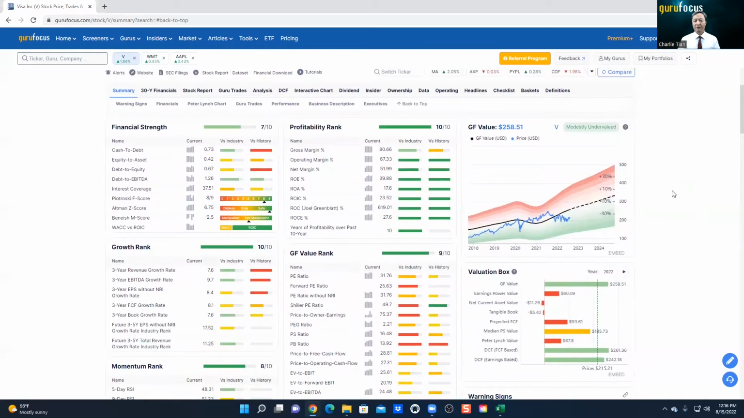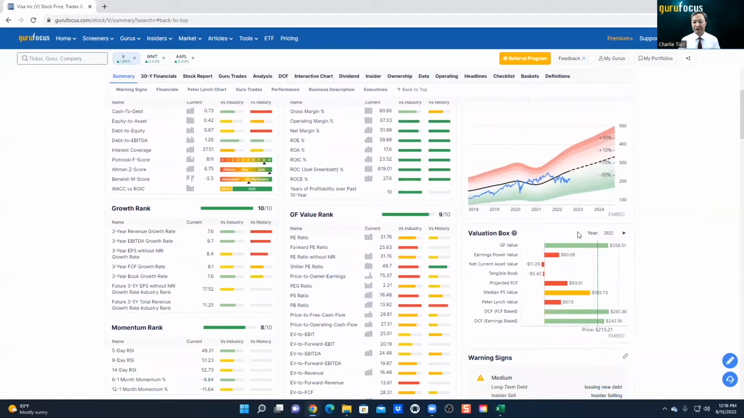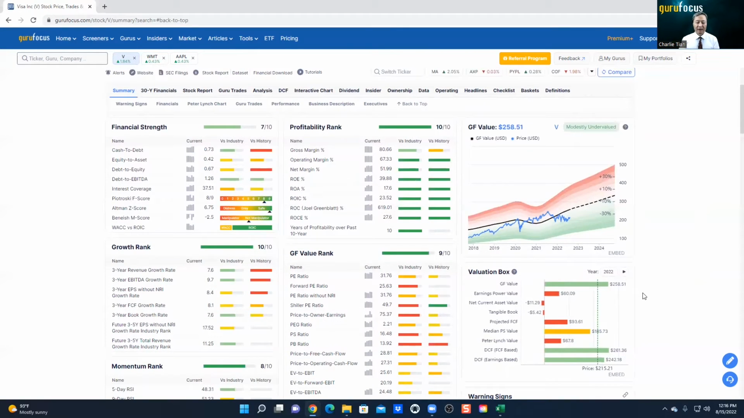It's different from traditional valuation methods such as the valuation box we show here: GF Value, Earning Power Value, and the different DCFs, earnings based and cash flow based. They give different valuations, but I think GF Value is more complete. It covers all kinds of companies. But it doesn't mean that the higher the discount is, the better.